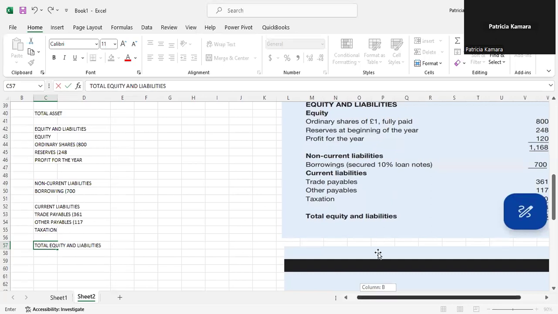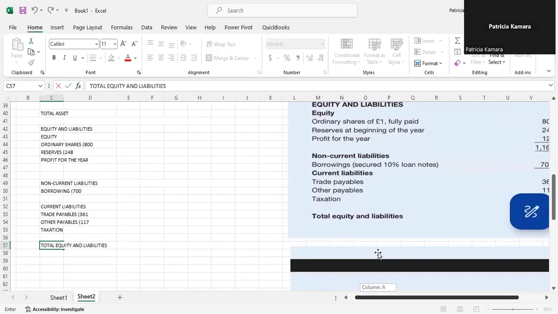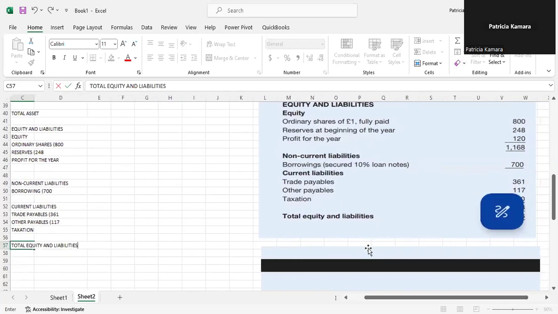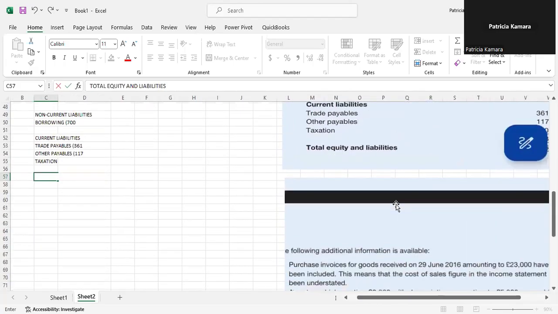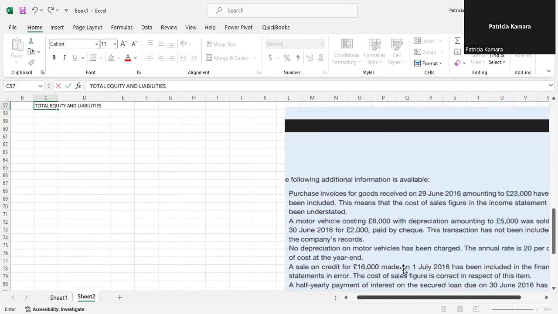So now that we are done with this, let's go into our additional information to be able to do the adjustments. Okay, so the first one says that a purchase invoice for goods received on 29 June 2016 amounting to £23,000 has been included. This means that the cost of sales figure in the income statement has been understated.